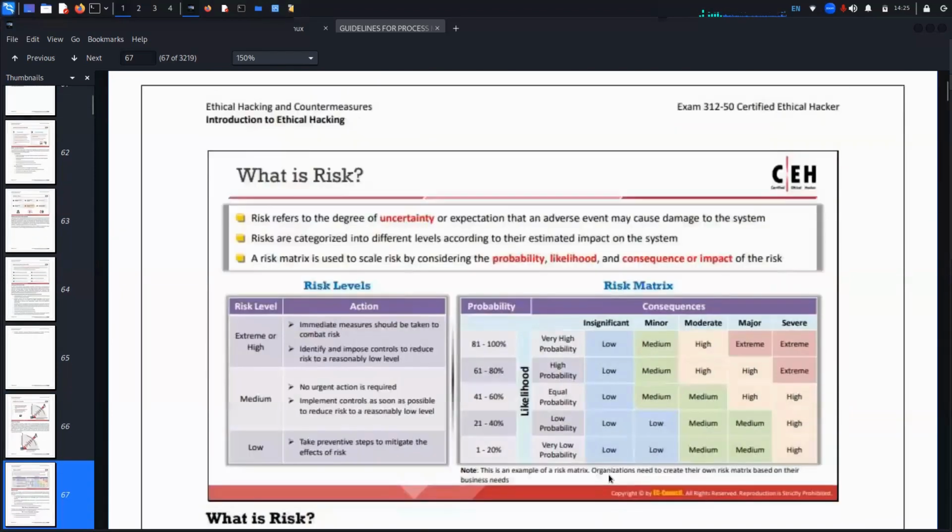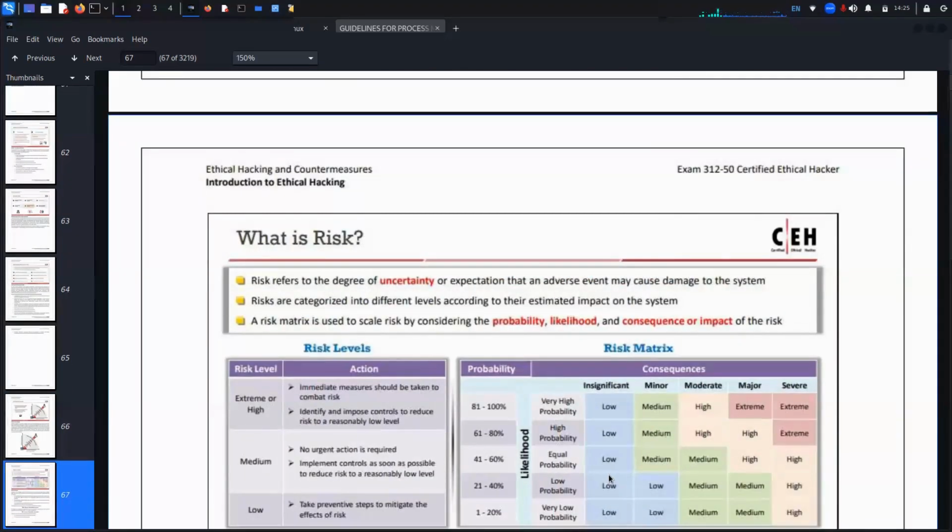Now, risk. Risk is nothing but the probability of a vulnerability becoming a reality, right? Or a vulnerability being exploited. So risk levels refer to the degree of uncertainty or expectation that an adverse event may cause damage to the system, right? So it refers to a risk matrix. A risk matrix is nothing but a scale that is calculating the probability, likelihood, and consequences of the impact, right?